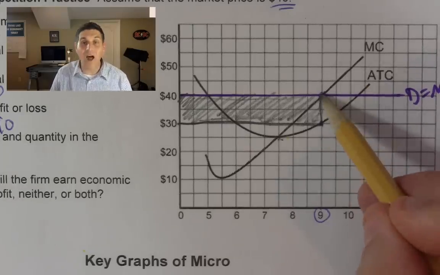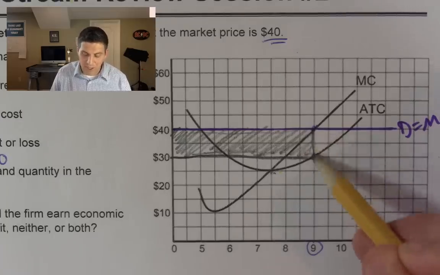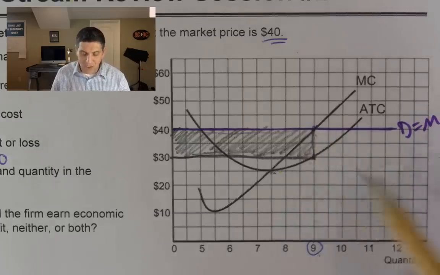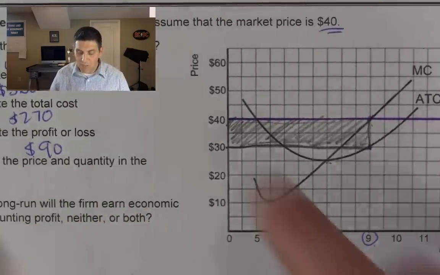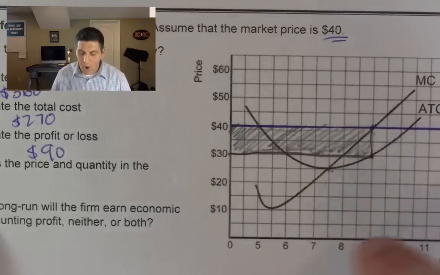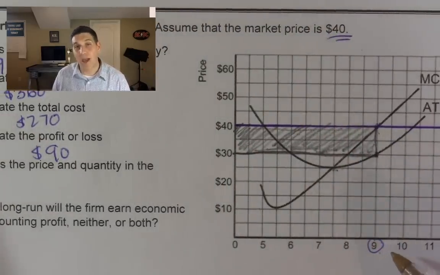So I sold them for $40 each, right? Each one cost me $30, so I made $10 on each one. And since I sold 9 of them, that's a grand total of $90 profit. That's how you got the profit number. So two ways to get profit: you get total revenue minus total cost boxes, or just look at the profit per unit and then multiply that times how many units you actually sold.